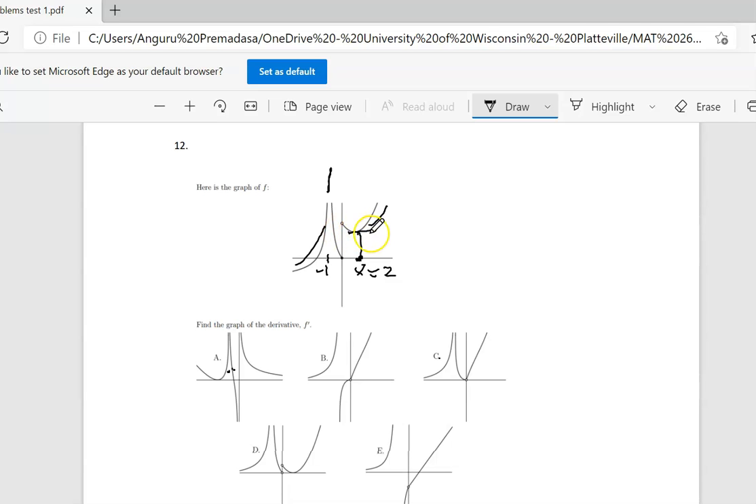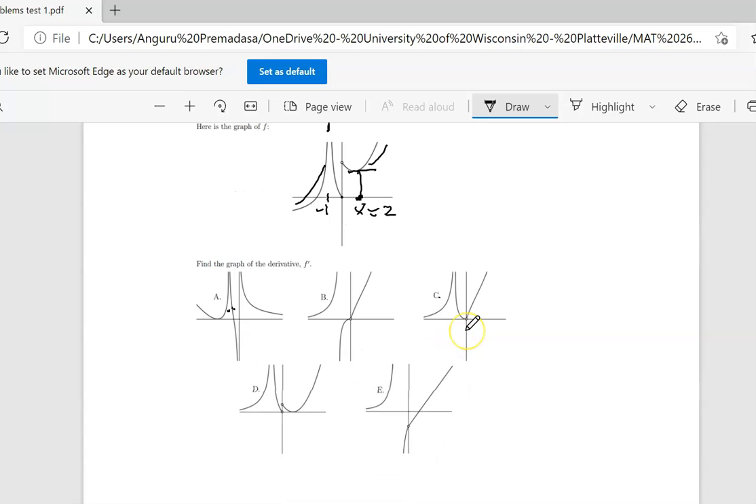That means horizontal tangent. That's where it cuts the x-axis, right? And then look for the place where the derivative is positive. That means the derivative is above the x-axis. The function is increasing. And look for the places where the function is decreasing, where the derivative is below the x-axis.